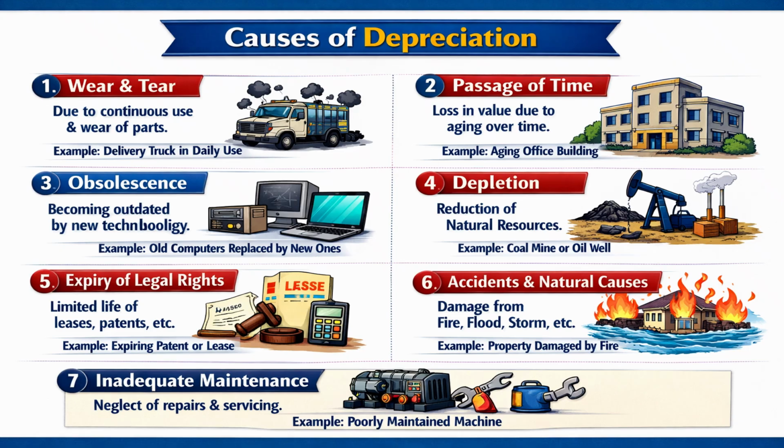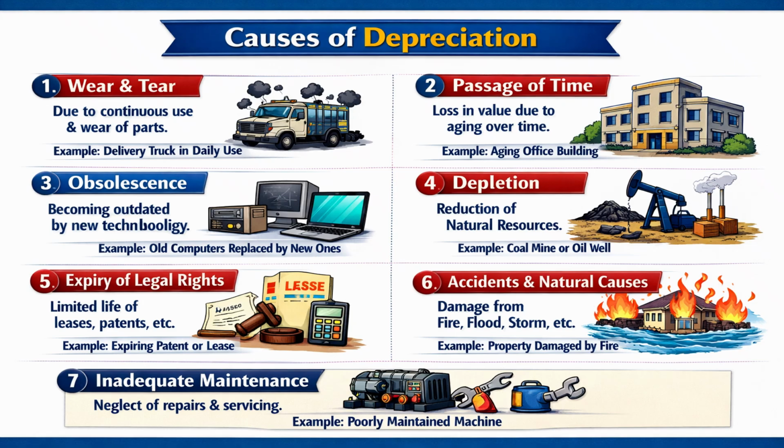7. Inadequate maintenance. Poor maintenance reduces the useful life of an asset. Failure to service machines, replace worn-out parts, or carry out regular repairs causes assets to deteriorate more quickly. Example: a machine that is never lubricated or serviced may wear out much faster than a properly maintained machine.